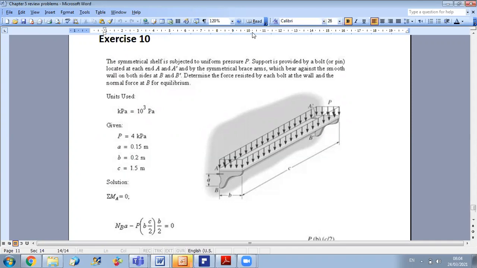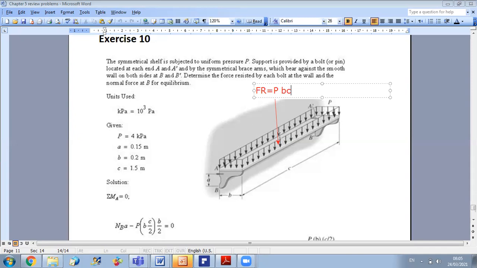into a force. So first we say that the resultant will be just at the middle of our beam, like this. Its value will be equal to the volume. So the resultant force will be equal to the pressure times the area on which it is applied, so P times B times C.